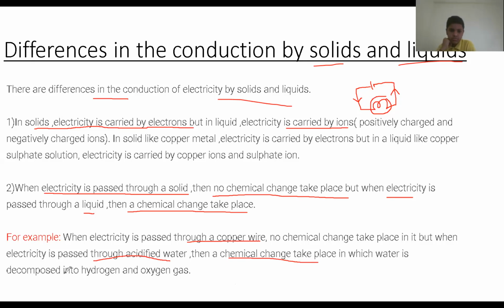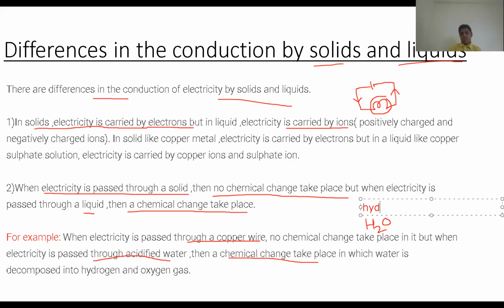The chemical change is, as you all know, that water is also known as H2O. This is the molecular formula of water, right? What is the molecular formula of water? H2O. What do you mean by H over here? H means hydrogen, right?